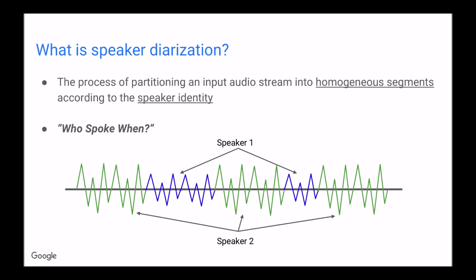So first, let me introduce the speaker diarization problem itself. By definition, speaker diarization is the process of partitioning an input audio stream into homogeneous segments according to the speaker identity. It answers the question, who spoke when? For example, in this figure, we want to know how many speakers are there, when did each speaker start speaking, and when did this speaker stop speaking.